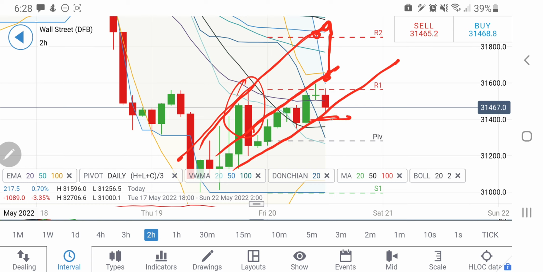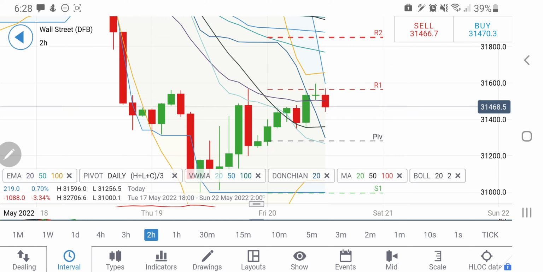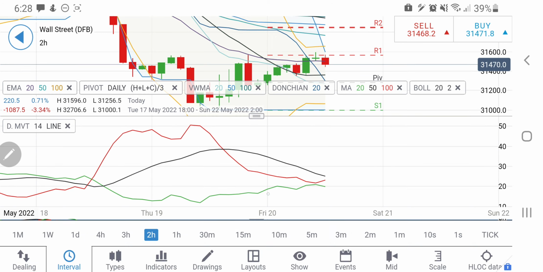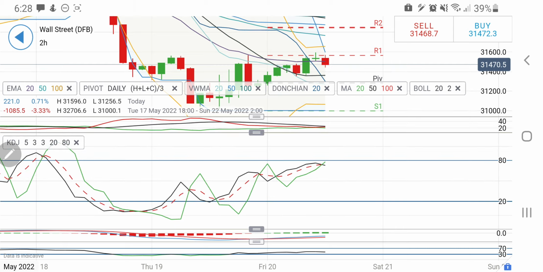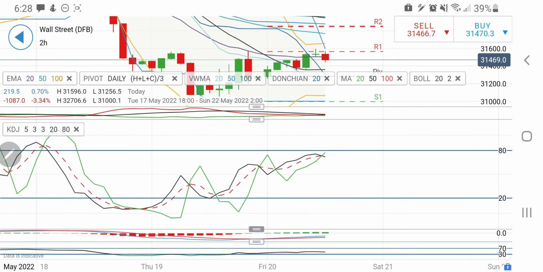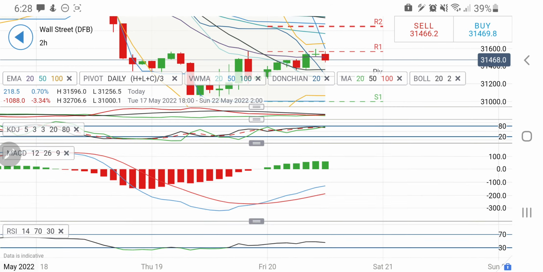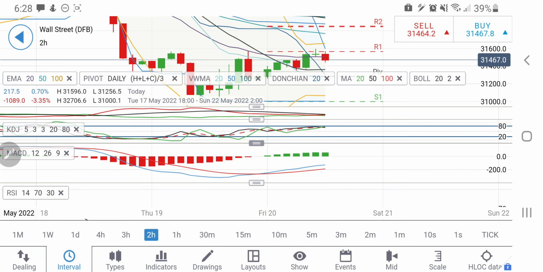At the same time, breaking below 31,400, one can go short for 31,300, and then below that we can see a sharper fall towards 31,250, 200 levels. Look at the directional movement. It is bearish. It is trying to diverge again. The stochastic is looking downwards. The MACD is trying to converge, and the RSI is looking downwards here.